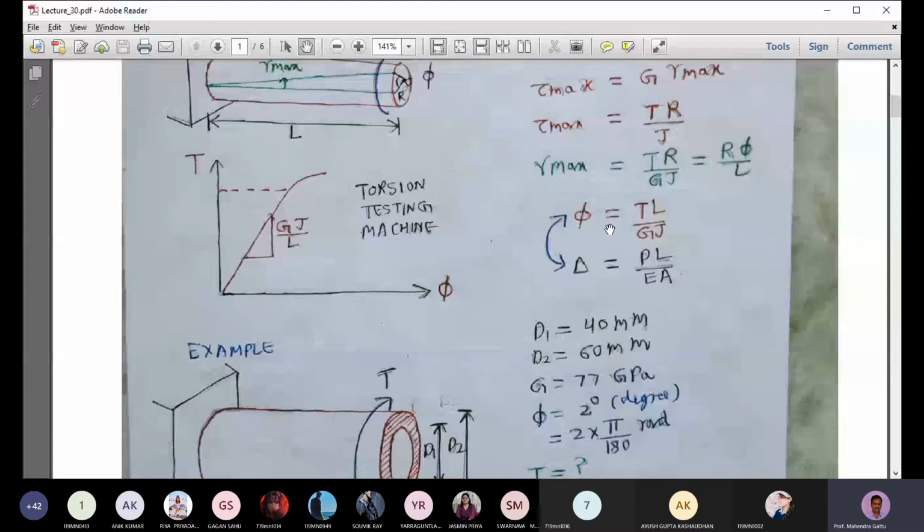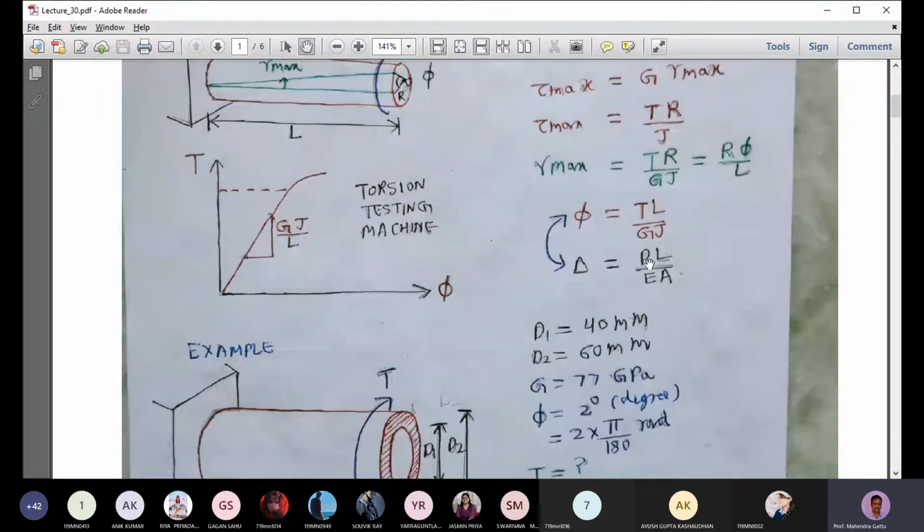So you can look at this equation and compare it with the equation for a bar subjected to axial load. Here, for a bar of Young's modulus E, cross section A and length L, when you apply a load P, the extension in the axial bar will be delta equals PL by EA. If you compare this angle of twist equation and the extension equation, there is some relation. It looks very similar.